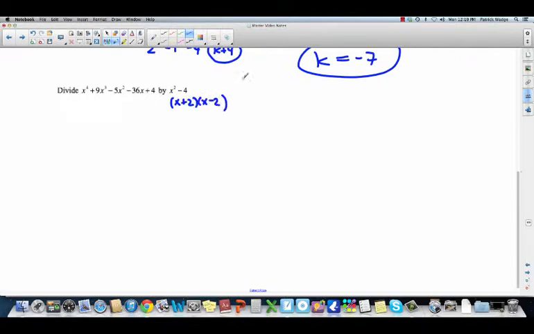How does that help us? Because each one of these two factors is of the correct form. So we can divide this first by one of them and then by the other. It's kind of like this.